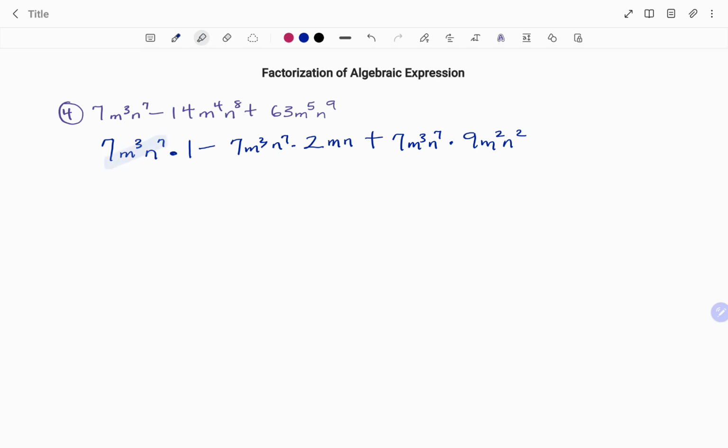Highlighting my HCF, I'm going to have 7m^3n^7 in brackets. I have 1 minus 2mn plus 9m squared n squared.